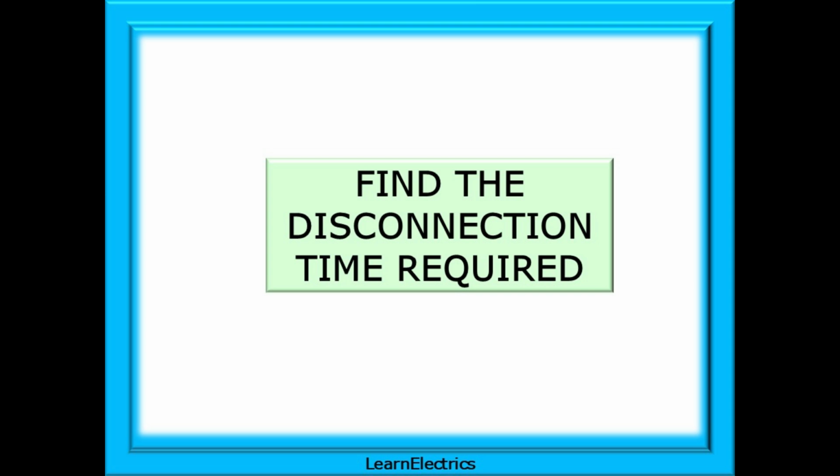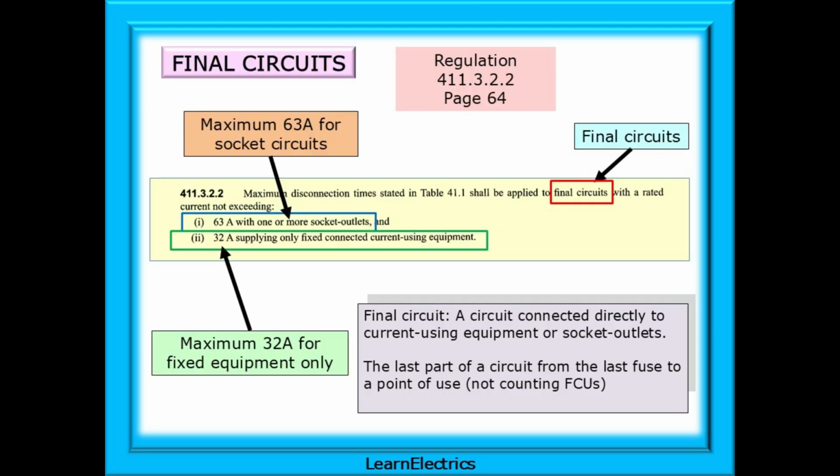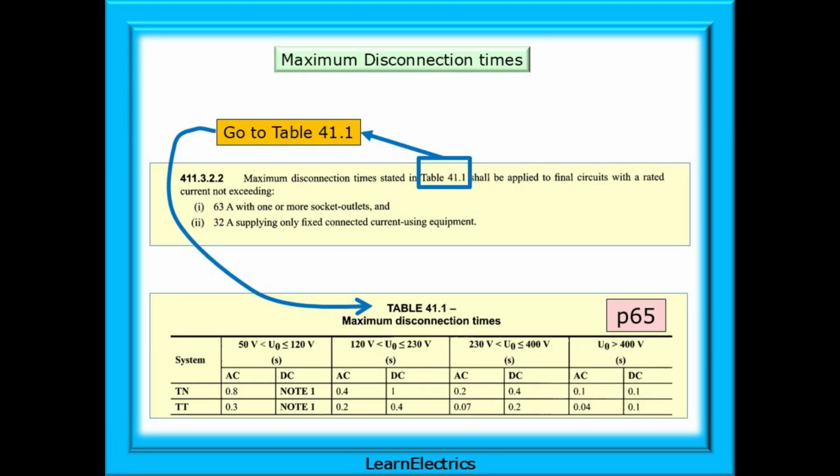Now we can find the disconnection time required. Let's deal with final circuits first. A final circuit is a circuit that is connected directly to current using equipment or socket outlets. The last part of a circuit from the last fuse or breaker to a point of use, not counting FCUs. Regulation 411.3.2.2 gives guidance on which final circuits are affected. A maximum of 63 amps for socket circuits and a maximum of 32 amps for fixed equipment only. The regulation points us to Table 41.1 on the next page.